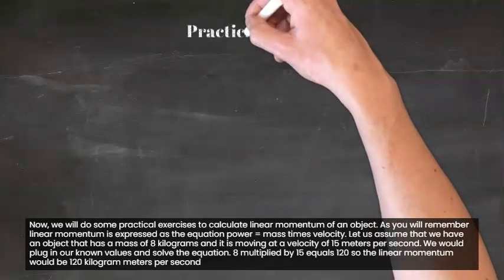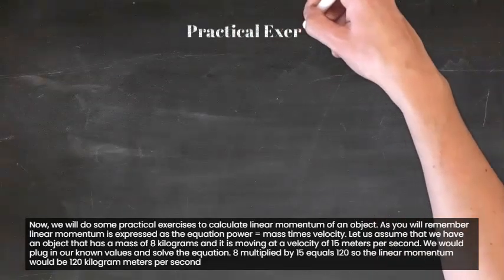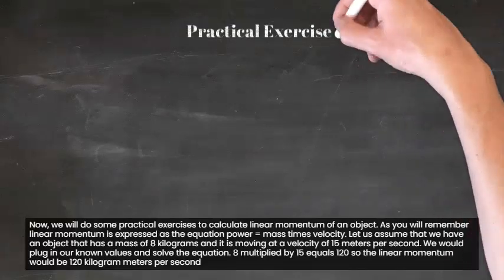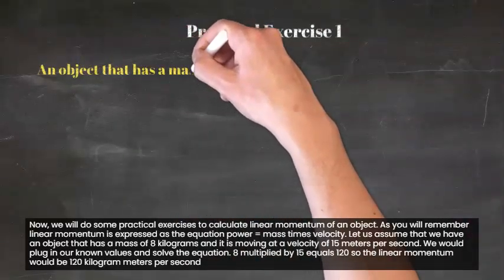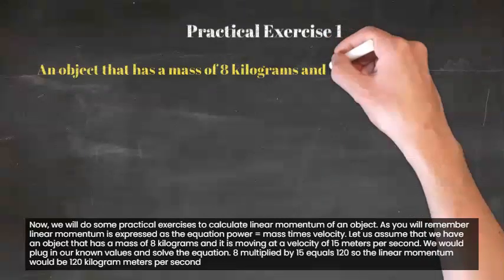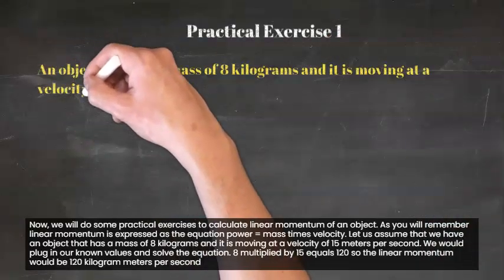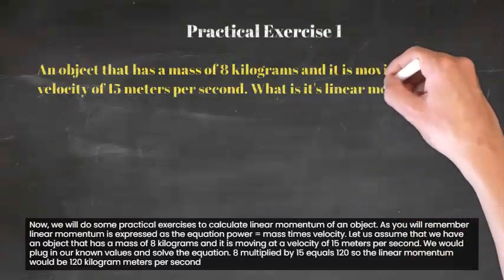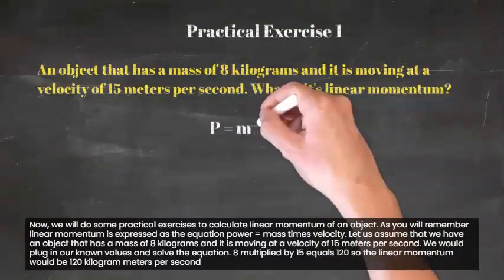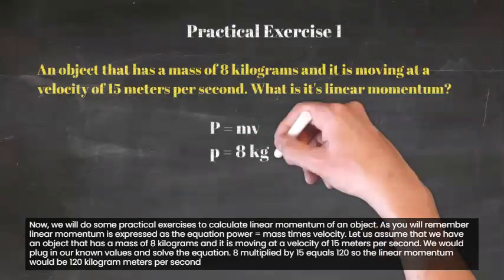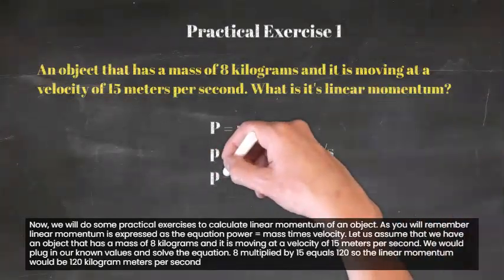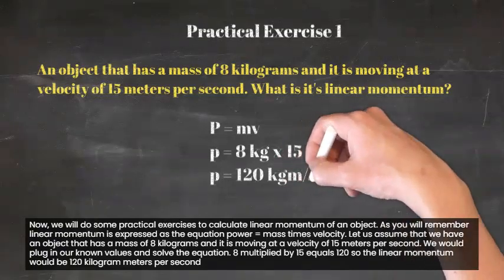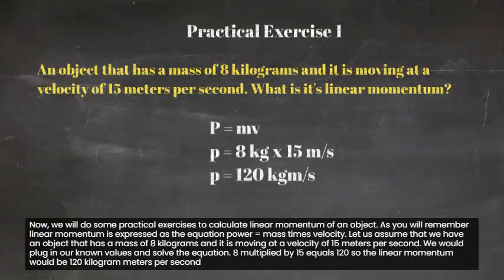Now we will do some practical exercises to calculate linear momentum of an object. As you will remember, linear momentum is expressed as the equation p equals mass times velocity. Let us assume that we have an object that has a mass of 8 kilograms and it is moving at a velocity of 15 meters per second. We would plug in our known values and solve the equation. 8 multiplied by 15 equals 120, so the linear momentum would be 120 kilogram meters per second.